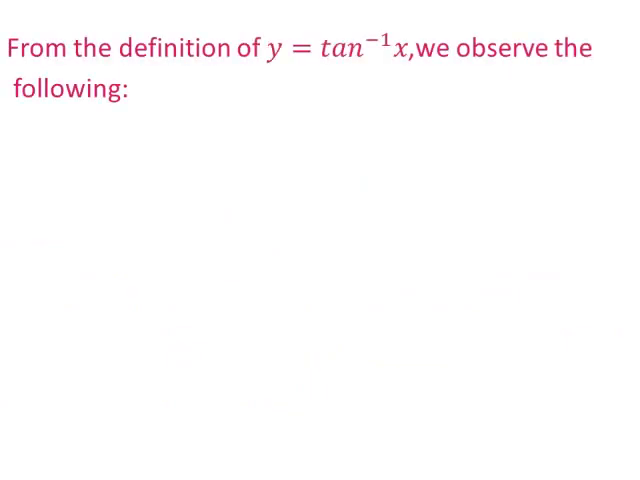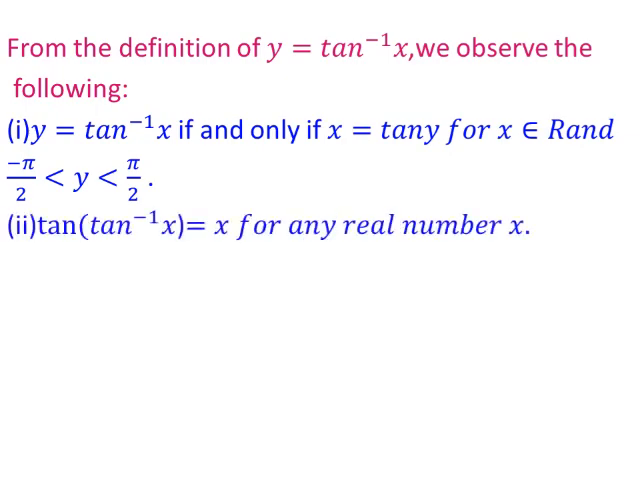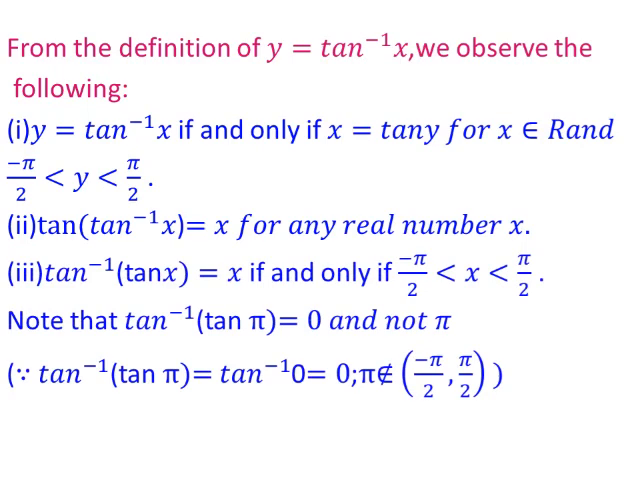Next one, from the definition of y equal to tan inverse x, we observe the following. First point, y equal to tan inverse x if and only if x equal to tan y for x belonging to R, that is real numbers, and y lies in open interval minus pi by 2 comma pi by 2. Second point, tan of tan inverse x is equal to x for any real number x. Third point, tan inverse of tan x is equal to x if and only if x lies in open interval minus pi by 2 comma pi by 2. So note that tan inverse of tan pi is equal to 0.